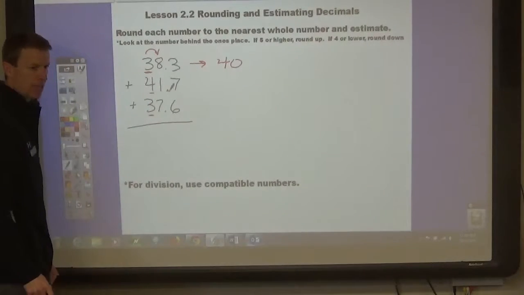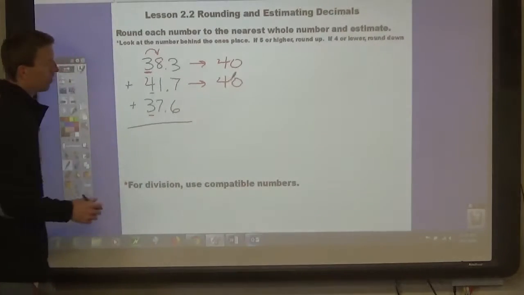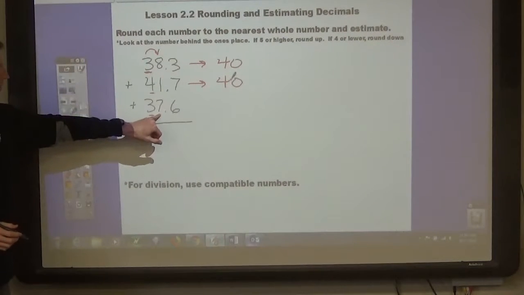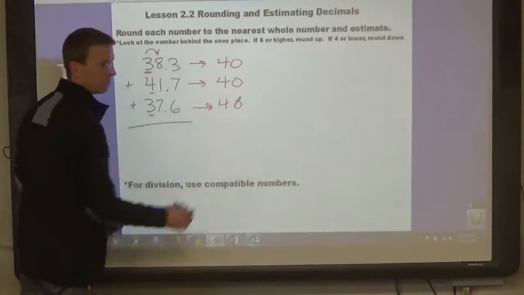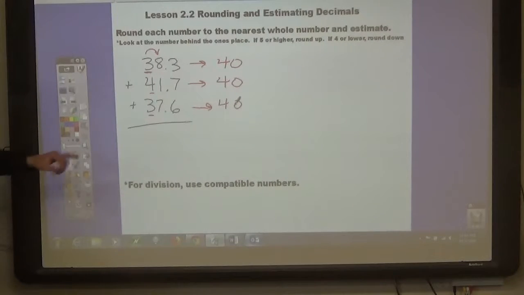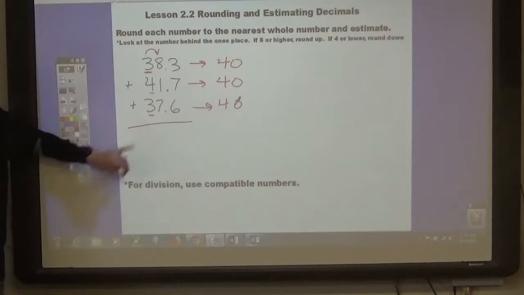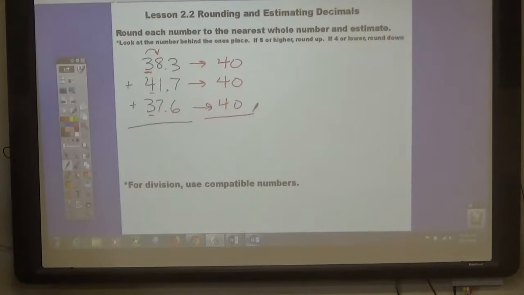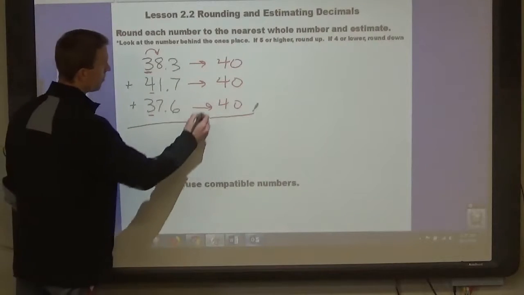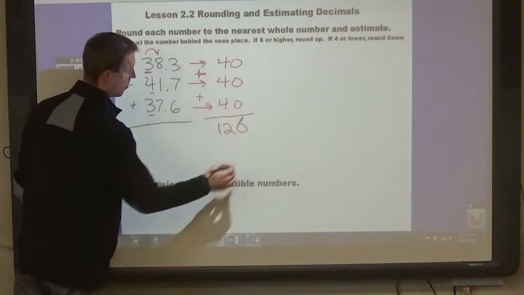41 and 7/10 would also round to 40. 37 and 6/10 would also round to 40. Each of these, the 40 is the closest 10. So then estimate. Add 40 plus 40 plus 40. Darren? 120. Yep, 120. 40 plus 40 plus 40.